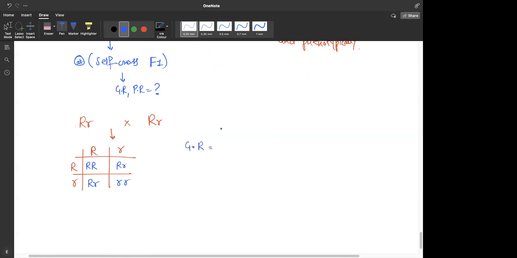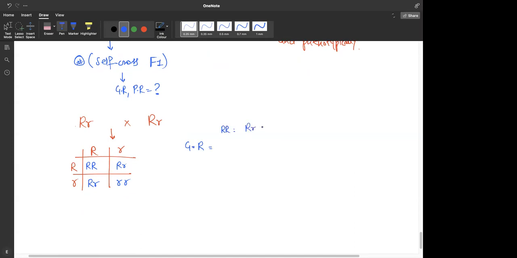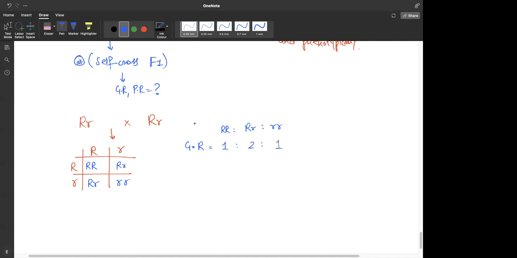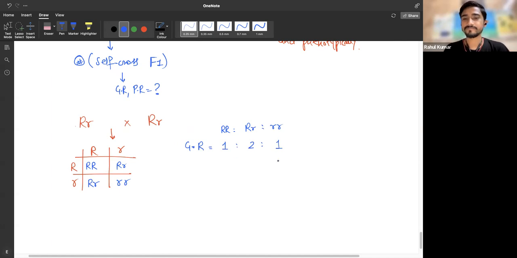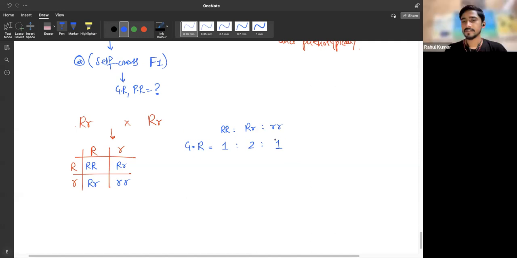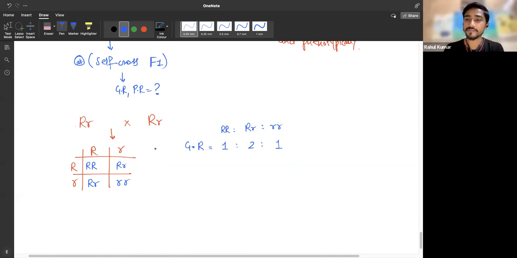Okay. Now let's go to the genotypic ratio. How many different genotypes are possible? One is capital R capital R, then capital R small r, then small r small r. Now tell me the ratio. 1:2:1. Is this the same as it was in the law of dominance? Yes, the genotypic ratio is the same, because genotype only tells us about the alleles. It does not tell us what happens when those alleles interact. So the difference comes here.